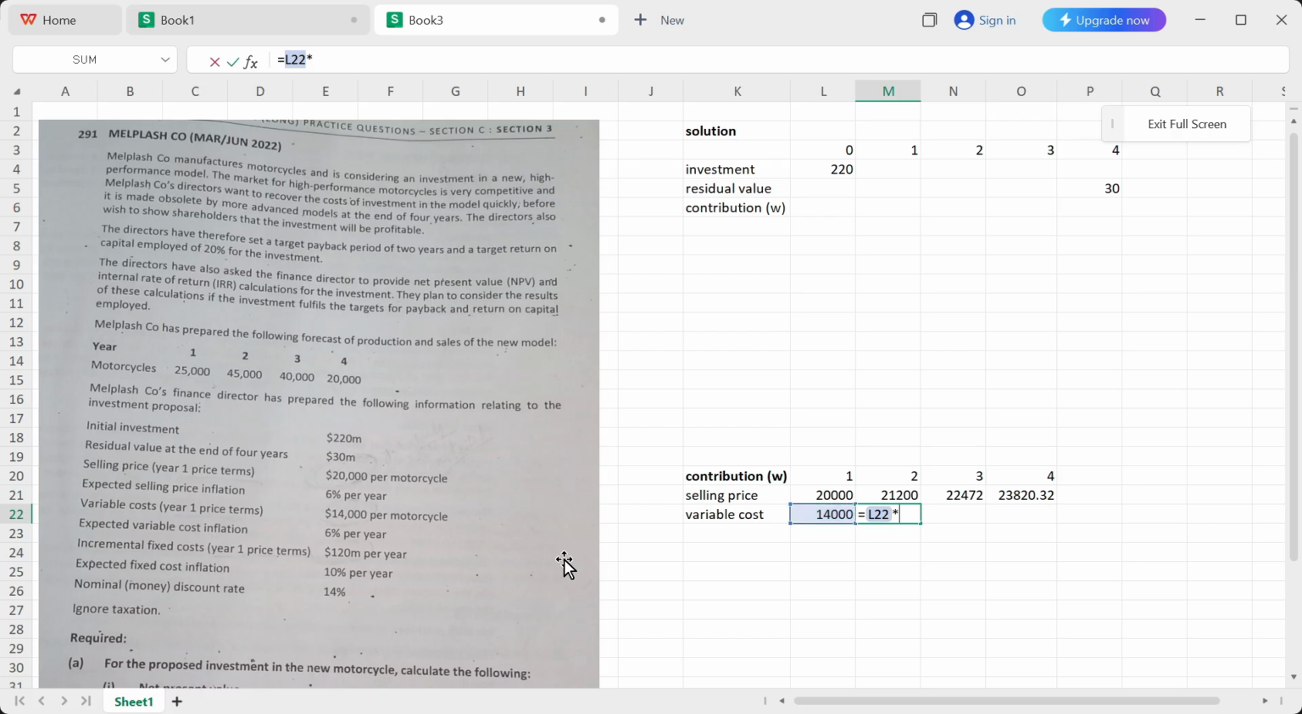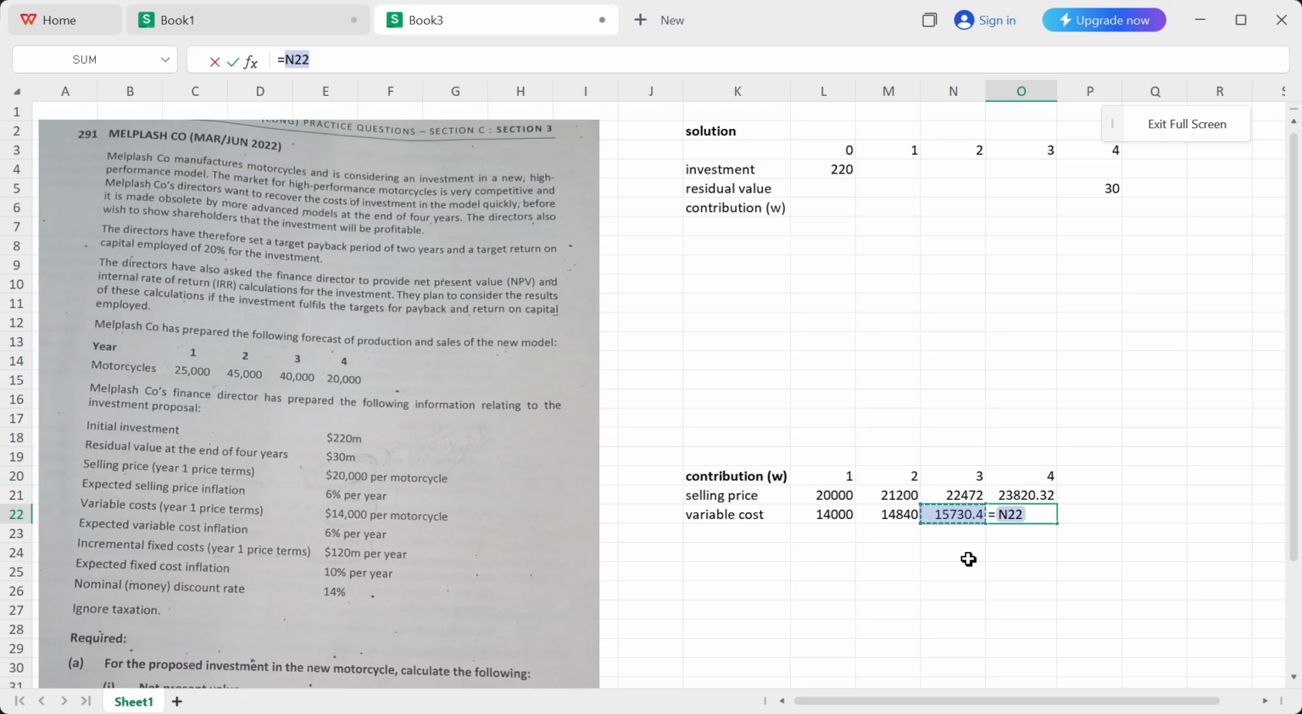I'm going to times it by 106%. Why 106% again? Because you can see that even variable cost inflation is 6%, similar to that of selling price, right? So they both have the same inflation rate. So I'm going to times it by 106%. I have my year two variable cost and then select year two times it by 106%. That's going to give me my year three variable cost.